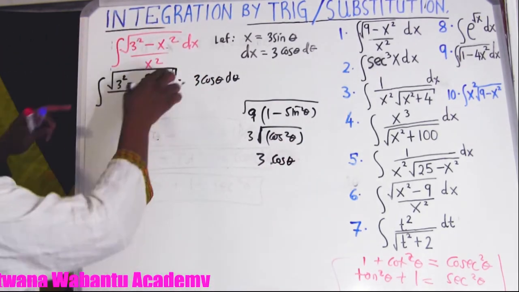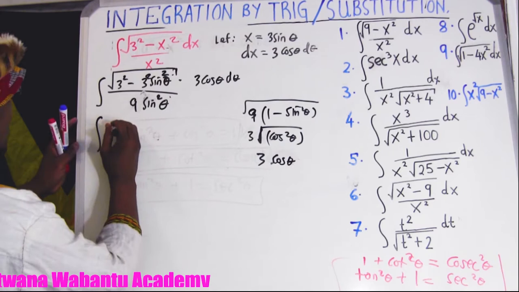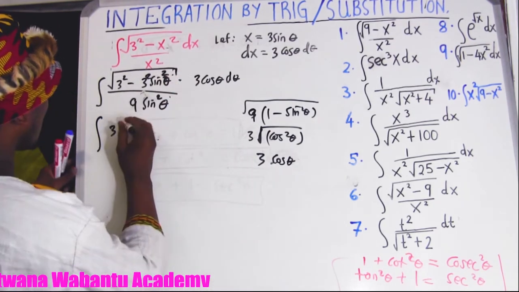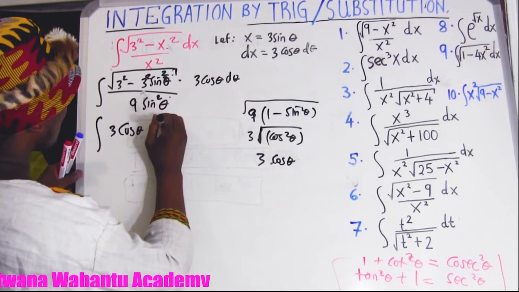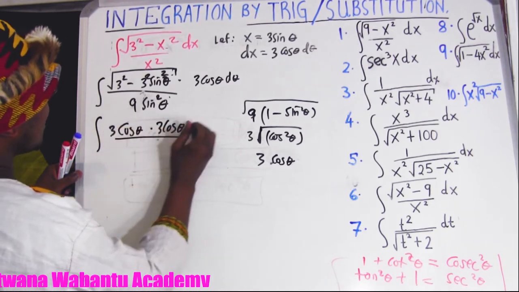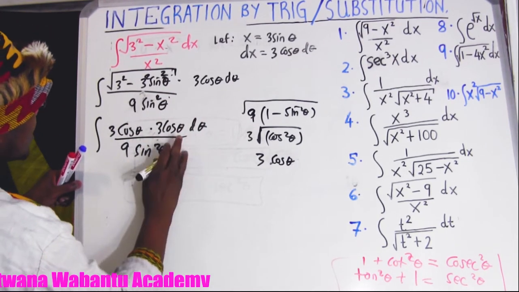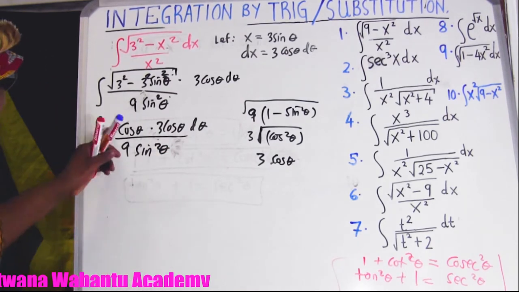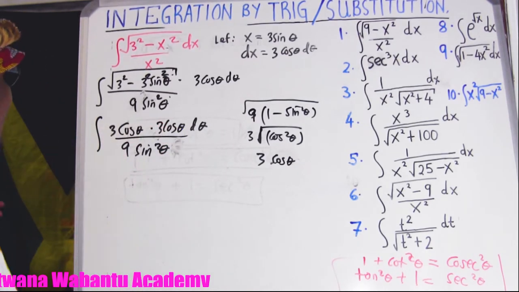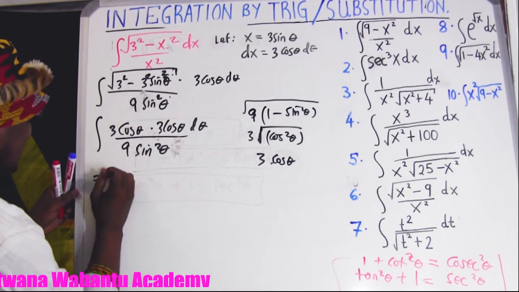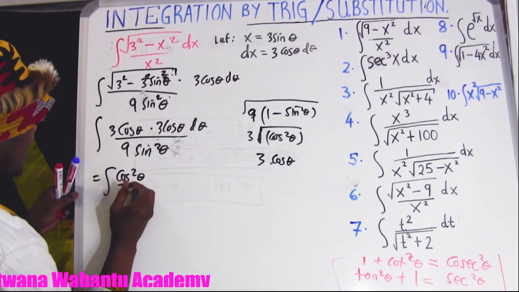So 3 cos. All this is going to be the integral of 3 cos theta, and then 3 cos theta d theta over 9 sine squared. Some of them are going to cancel: 3 times 3 equals 9, divided by 9 equals nothing, so we don't have any number here. So this is the integral of cos over sine squared theta.